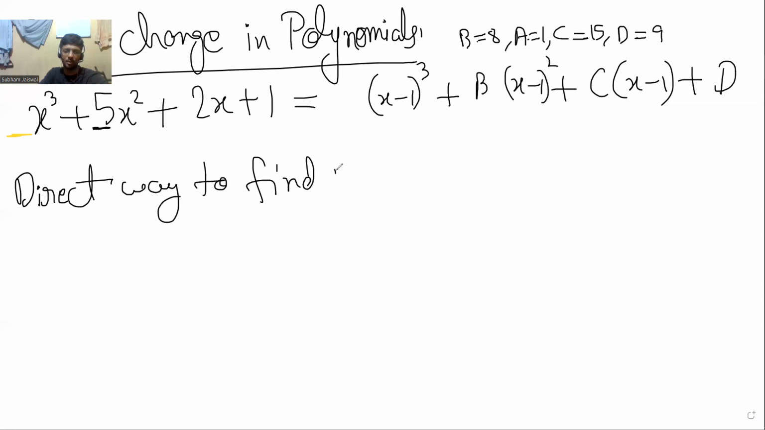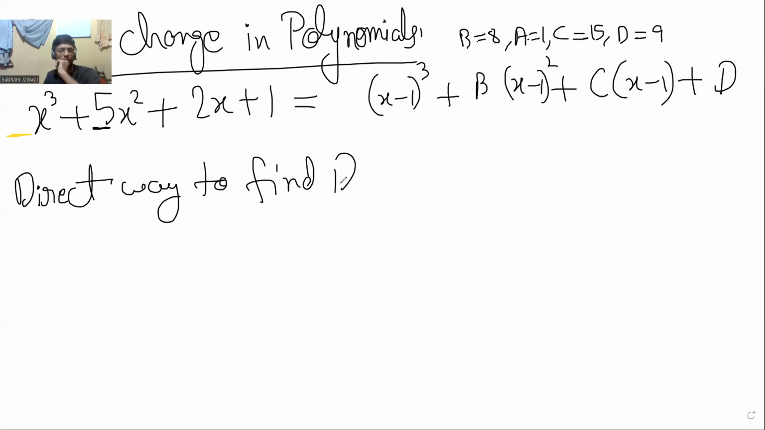Direct way to find D. Yeah. So you can use a function view. I mean, this is like functions. You could put values. What value should you put in place of x to find D? Come on. 0, 1. That's right. Let's put x equal to 1 on both sides and you get the D.